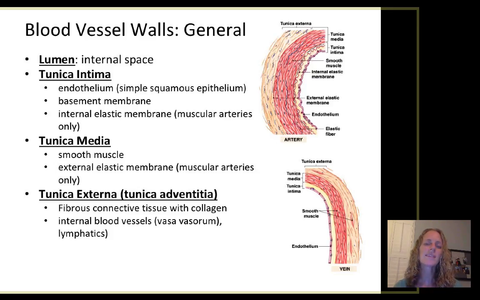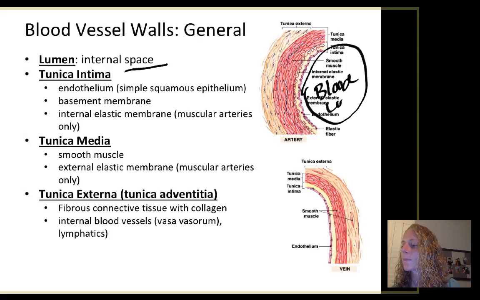We'll begin by looking at the histology of blood vessel walls. If we take a very general approach to look at what generally is present in each of the blood vessel walls, we start with the lumen, or the space in the middle where the blood travels. And then the layer closest to the lumen is the tunica intima, which is the endothelial layer. There's a small amount of basement membrane, and in arteries there's an internal elastic membrane. That's in muscular arteries only.